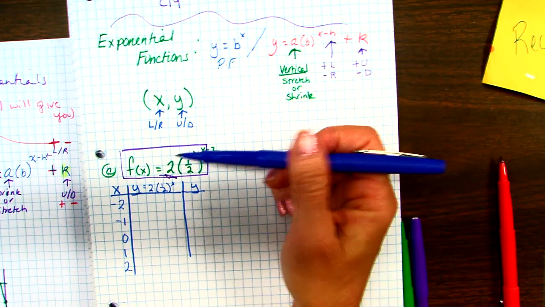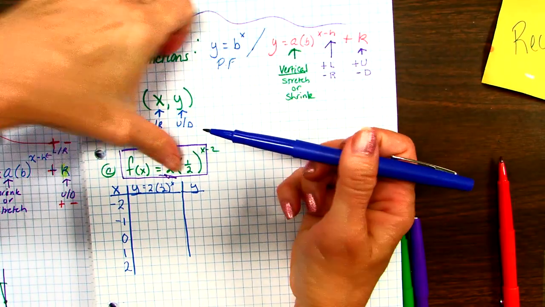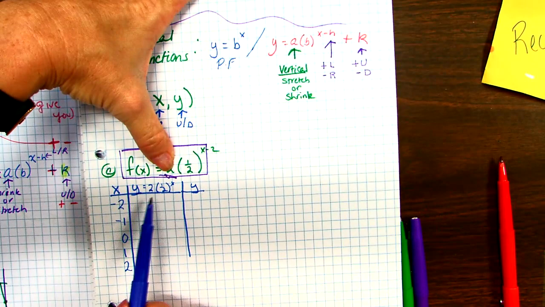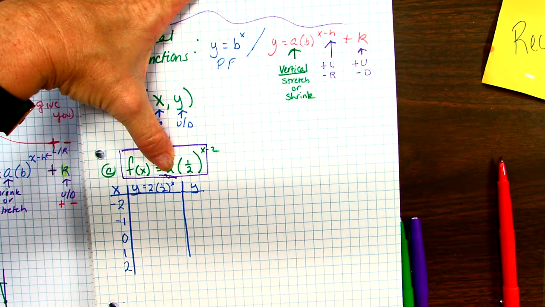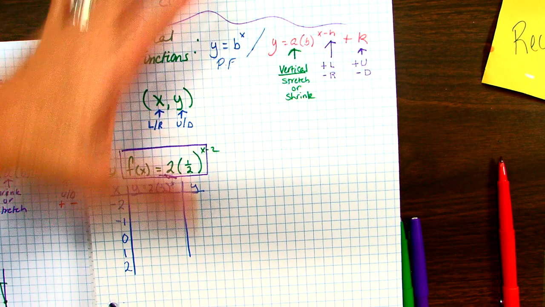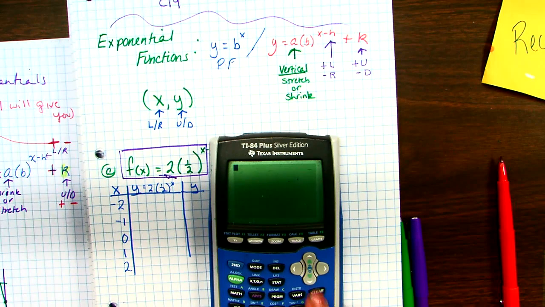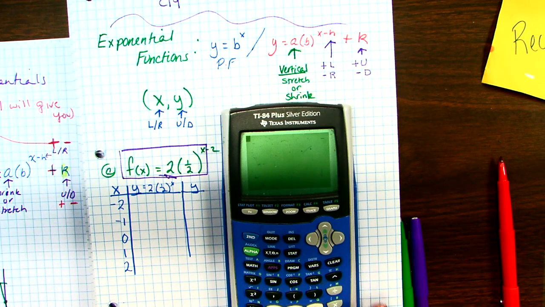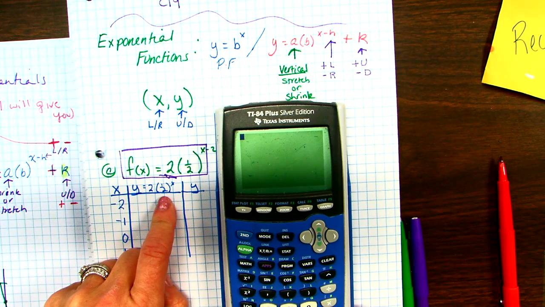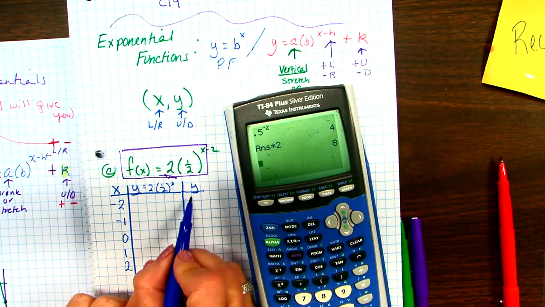So anytime there's an a, like yesterday we wouldn't have had an a value, so we didn't even write it like this, it was just quick, we did it in our calculator. This is going to be a little bit more work. Now listen, you have to put it in your calculator correctly. Start with the 1/2 and do 0.5, it's faster. 0.5 to the power of -2, and then times 2. And that will get you 8.